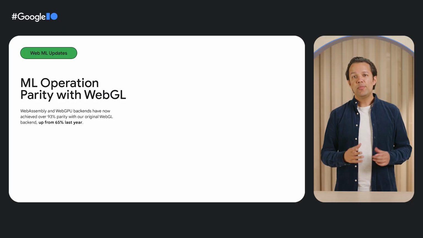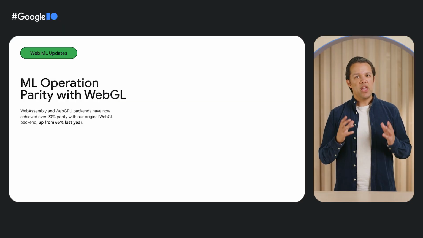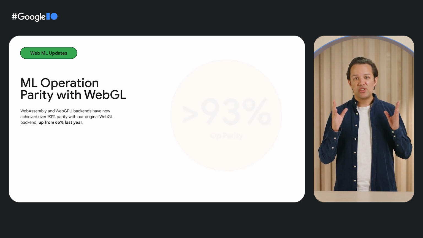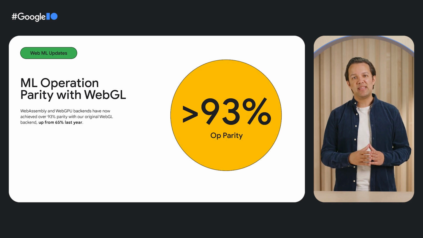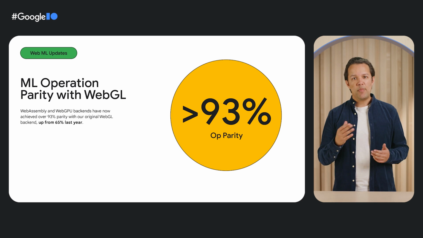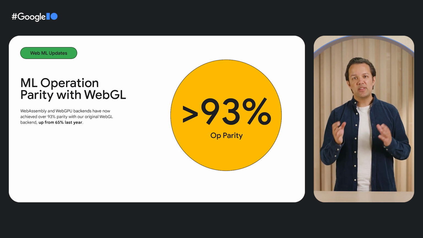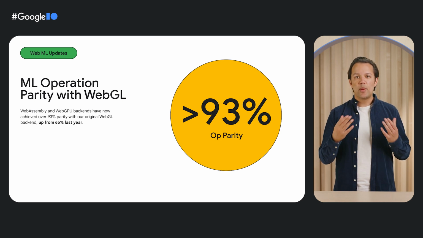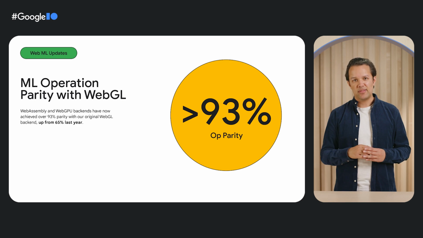Next up, launching a new backend is great, but if it does not support the common ops needed to run most models, that would not be so useful. So we're pleased to announce we have now achieved over 93% op parity across all backends that we support. That is WebGL, WebAssembly, WebGPU, and JavaScript. This means users of TensorFlow.js can choose the backend to execute on as needed to get the best performance from the device they're running on, with less chance of failure due to an operation not being supported on that backend.